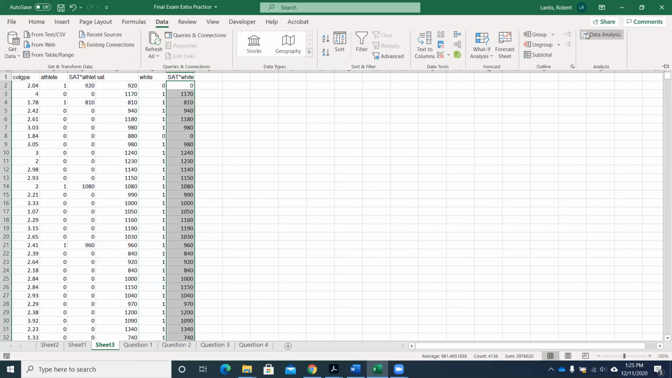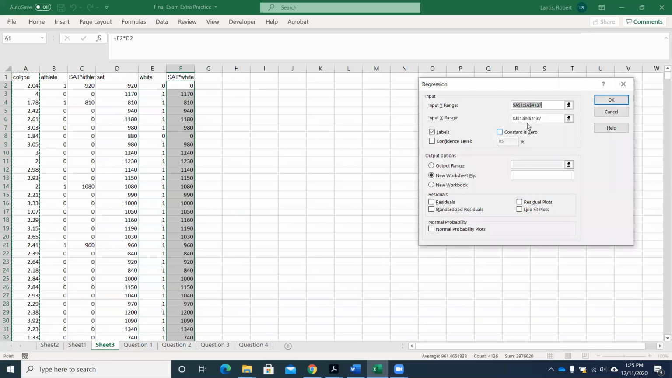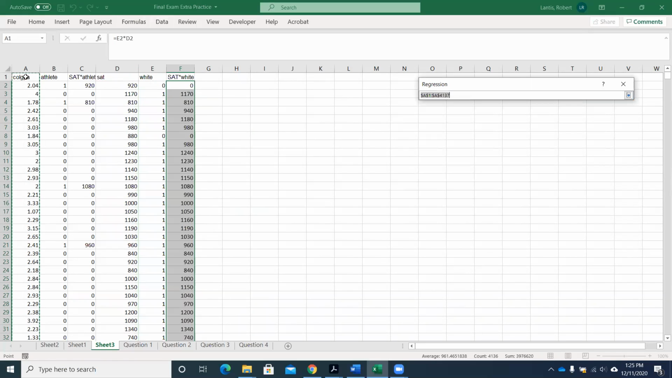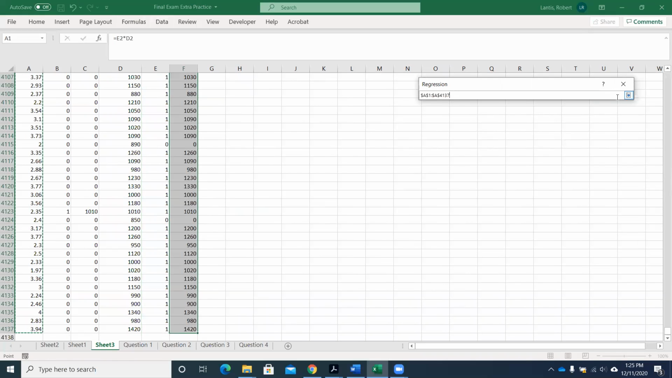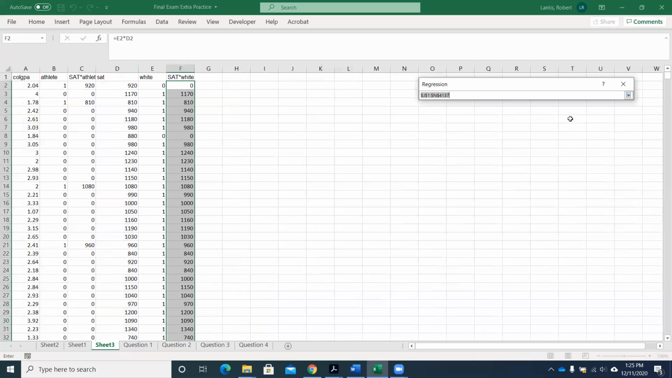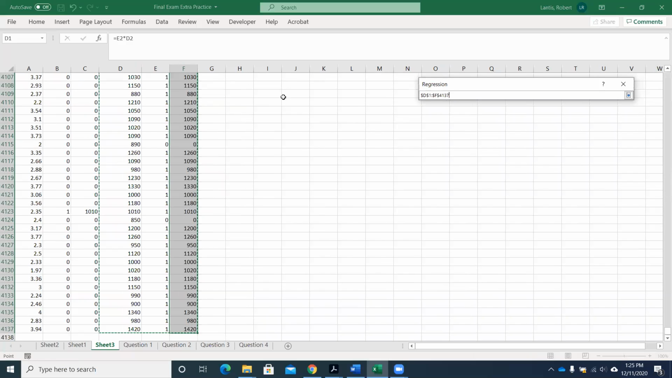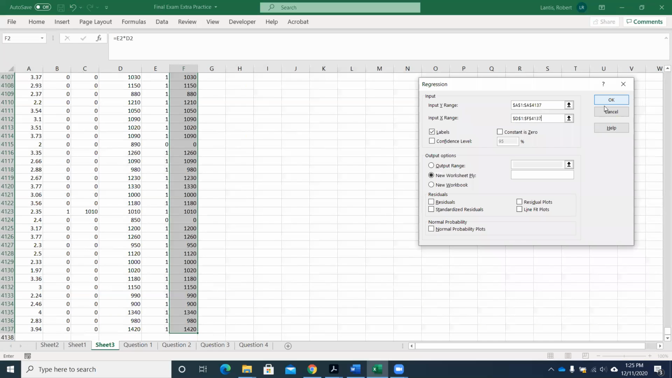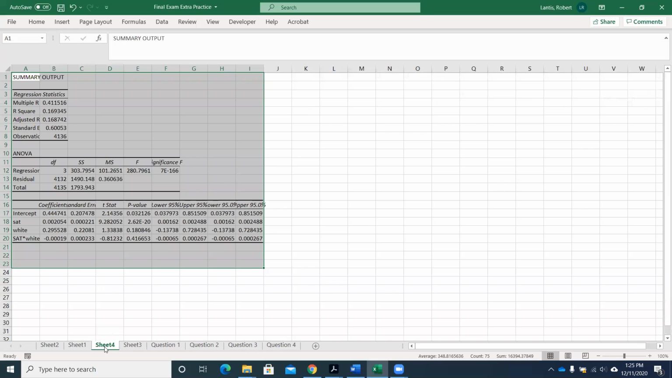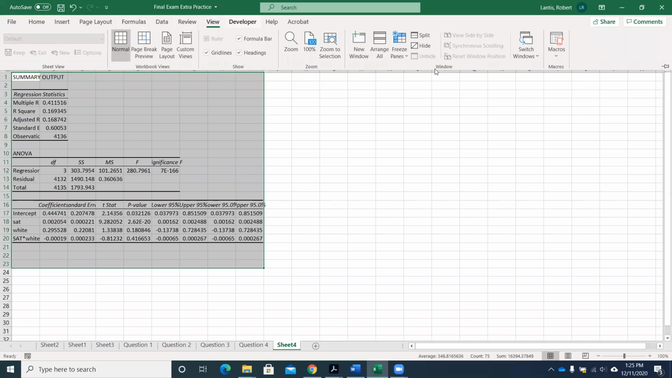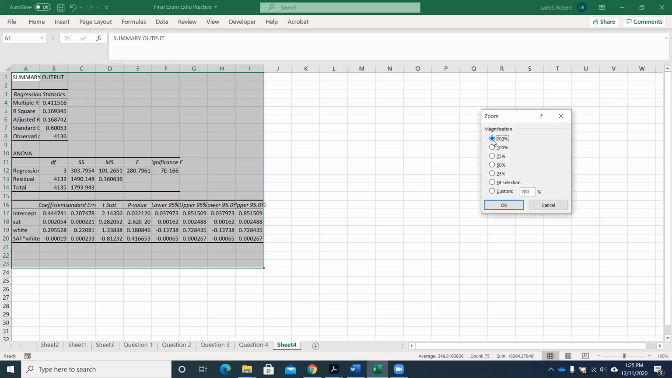I have no idea what these results are going to be, so we'll go to regression. Y variable is still GPA, so we'll select that. But now my X variables, I want to include the SAT score, the race identifier, and then the interaction term. So I select those 3, hit OK. Now if I look at these results, we'll zoom in so we can see them a little bit better.